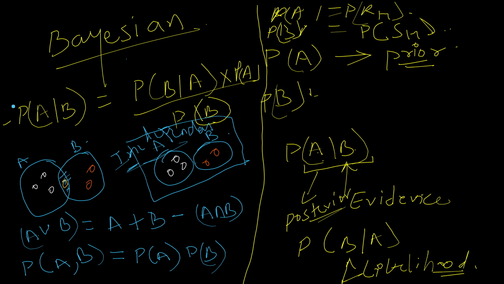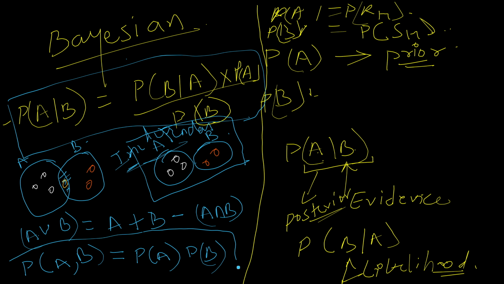So one concept is this of Bayesian, that we got from Bayesian. Okay, the second concept we got from set theories or probability theories, whatever you want to call it, is this, and we'll be using this extensively. So now let's complete it.